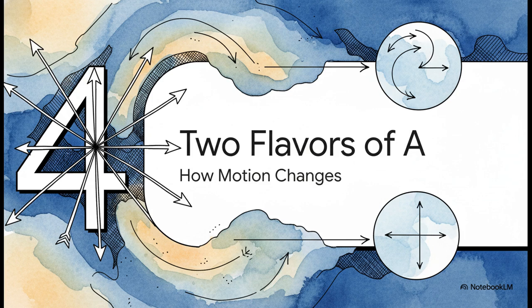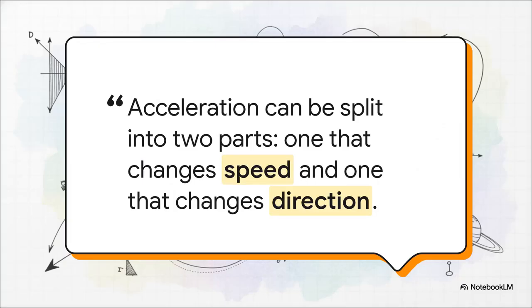Okay, so far we've just been calculating acceleration as a number, a vector. But now let's go a level deeper and ask, what is it really doing? Because it turns out that acceleration isn't just one simple thing. It actually has 2 totally different jobs that it's trying to do at the exact same time. And this right here is the key insight for this whole section.